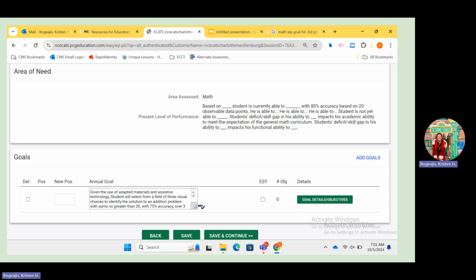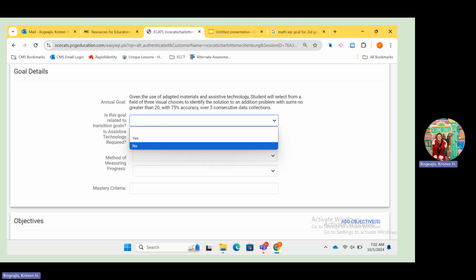You know, if they are mastering this addition goal 10 times in a row with 75% accuracy, it may be time to move on to a different skill, because as soon as the skill is mastered, it's important to go ahead and meet as an IEP team and decide on what goal is going to come next. We want to always be growing here. All right, so then you get into the goal details.